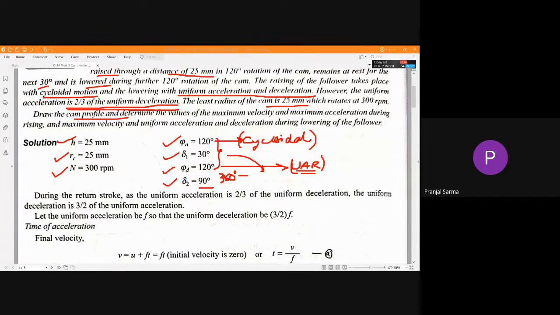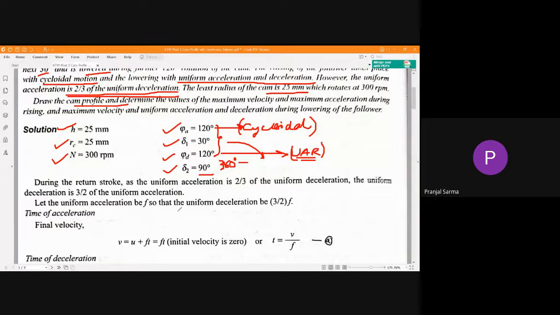Okay, so now here we have seen that during the lowering, that is the return stroke, is with uniform acceleration and retardation. But during the return stroke, what is happening? The uniform acceleration is two-thirds of the uniform deceleration. So in other words, we can say the uniform deceleration is 3 by 2 of the uniform acceleration, right? So if we consider the uniform acceleration value to be f, then we can write the uniform deceleration to be 3 by 2 of f. Understood? We can write like that.